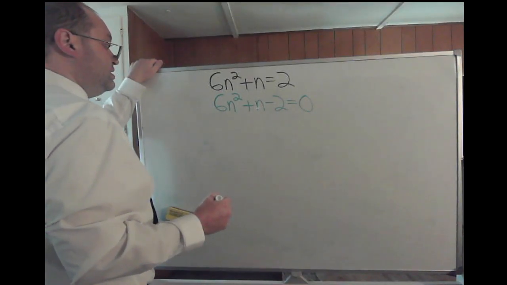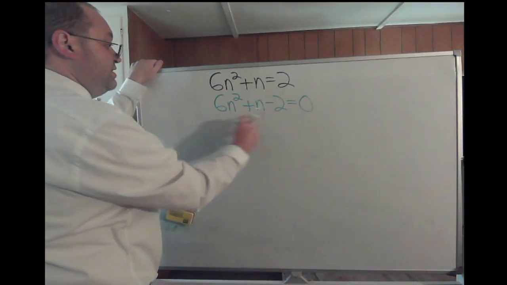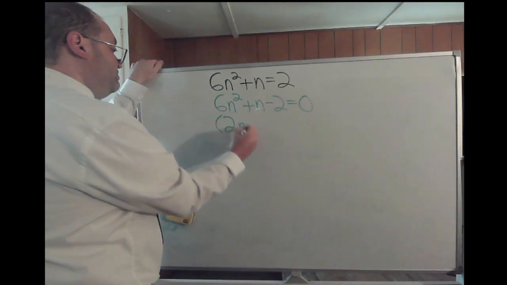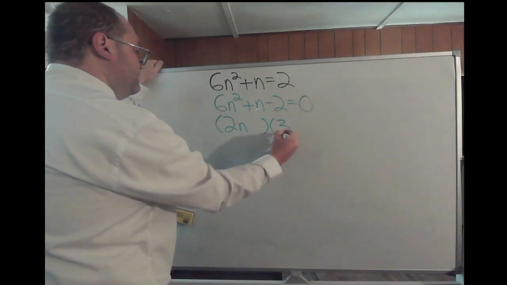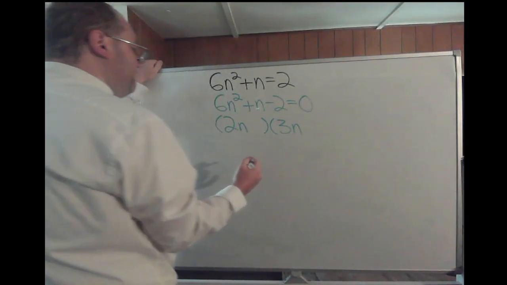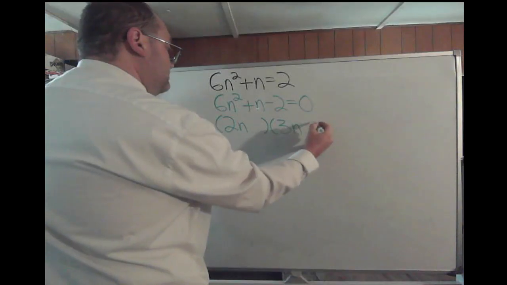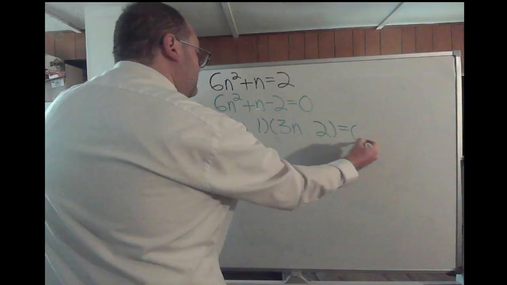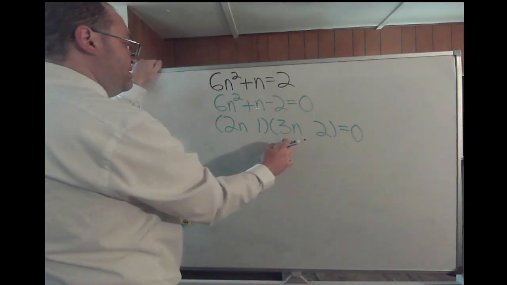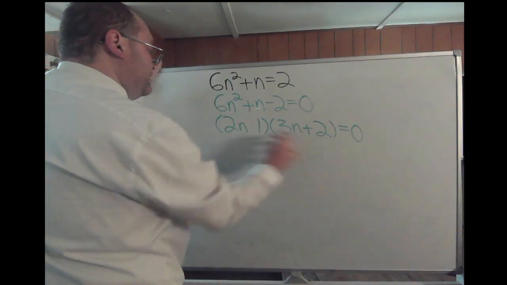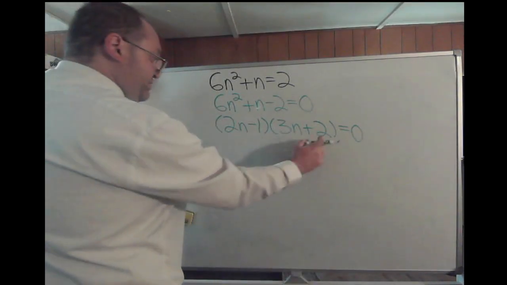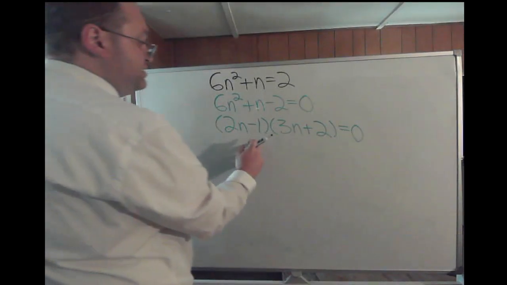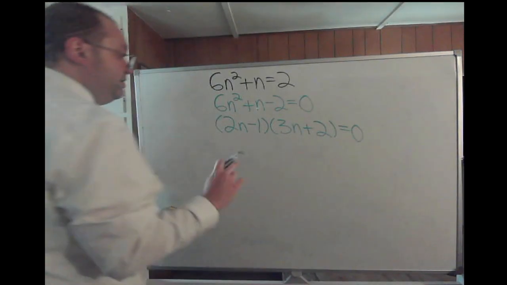Now, we got to come up with some factors here that would make the middle term n. Well, we're definitely going to have 2n and then 3n. I'm going to say 2 goes here, 1 goes here. So you get 6n squared plus 4n minus 3n, that gives you the positive n, then negative 2. Okay. So your factors are going to be the quantity of 2n minus 1 times the quantity of 3n plus 2 equal to 0.